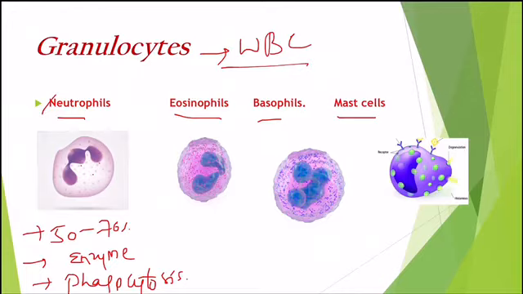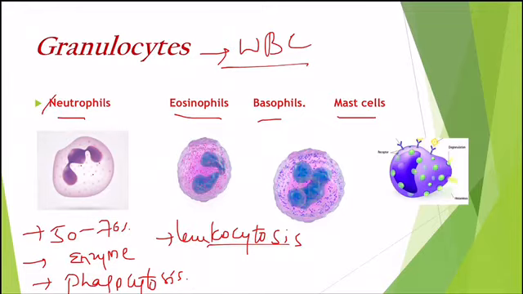After differentiation in the bone marrow, these neutrophils are released into the peripheral blood and circulate for 7 to 10 hours before migrating into the tissues. Later, when they reach the tissues, they have a lifespan of only a few days. In response to infection, the number of circulating neutrophils increases, which is called leukocytosis. Leukocytosis is the process of increasing the number of neutrophils, particularly during infections.